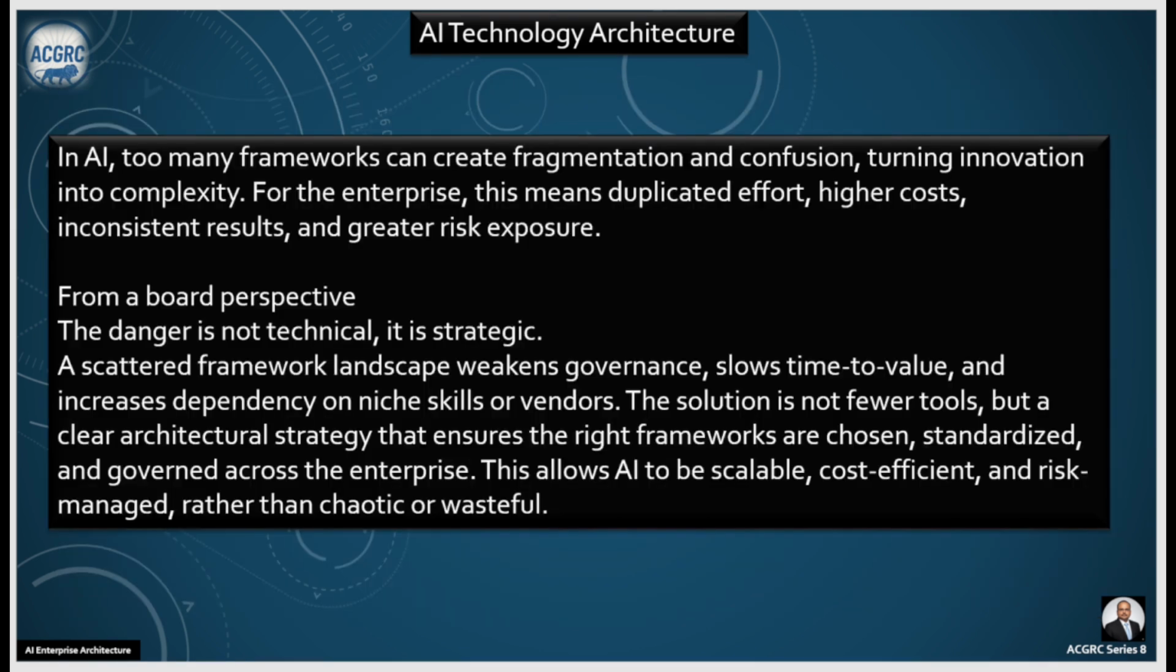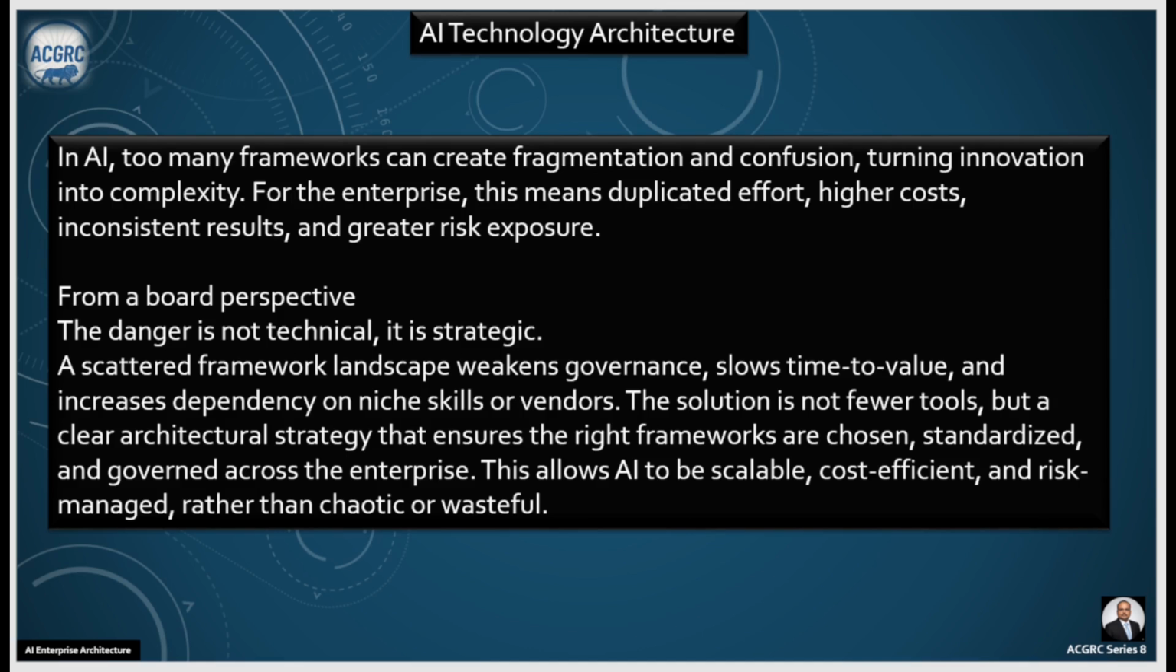Now, in AI, too many frameworks can create fragmentation and confusion, turning innovation into complexity. For the enterprise, this means duplicated effort, higher cost, inconsistent results, and greater risk exposure. The danger is not technical, it is strategic. A scattered framework landscape weakens governance, slows the time to value, and increases dependency on niche skills or vendors.